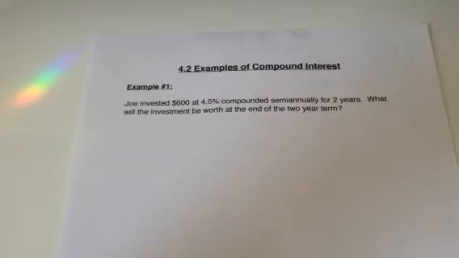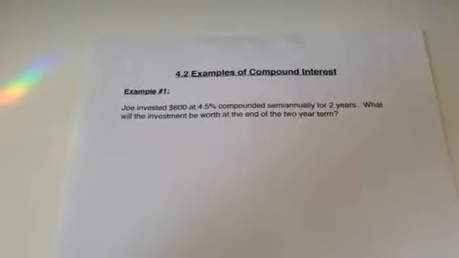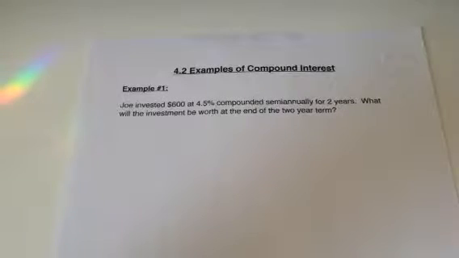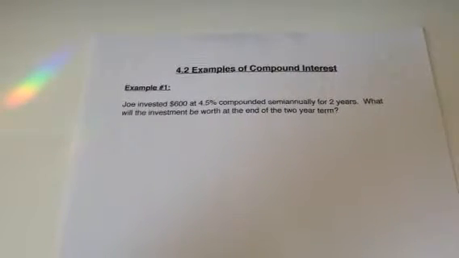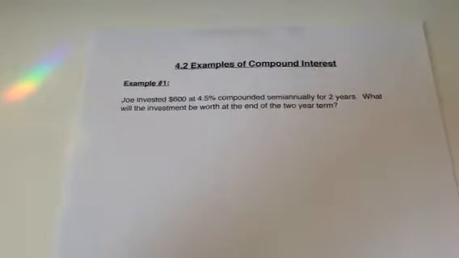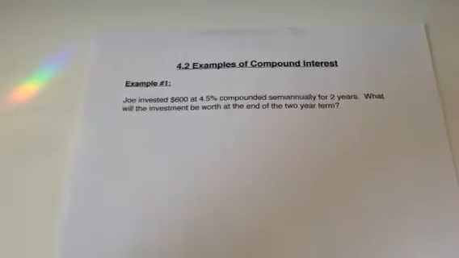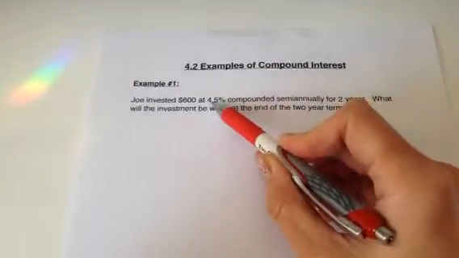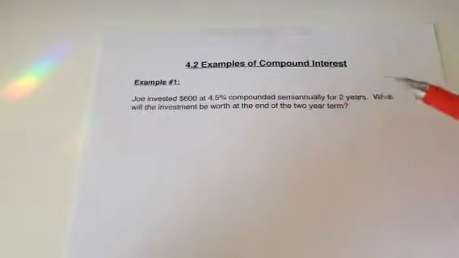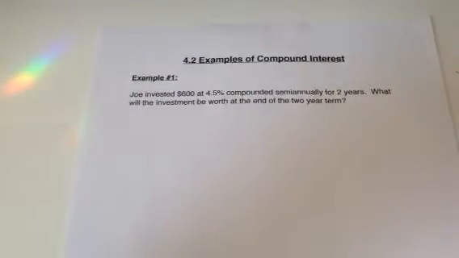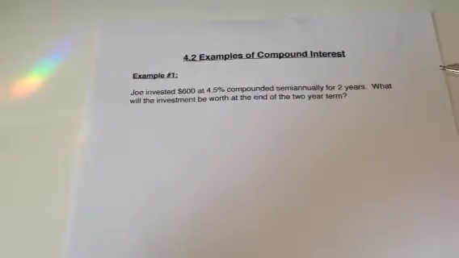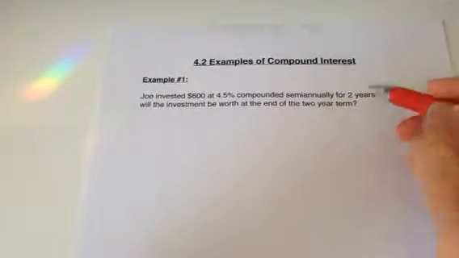Okay, this is 4.2, examples of compound interest. I'm going to go over all the different examples here with you. So this is example number 1. Joe invested $600 at 4.5% compounded semi-annually for 2 years. What will the investment be worth at the end of the 2-year term?